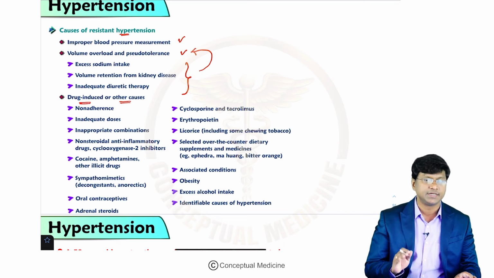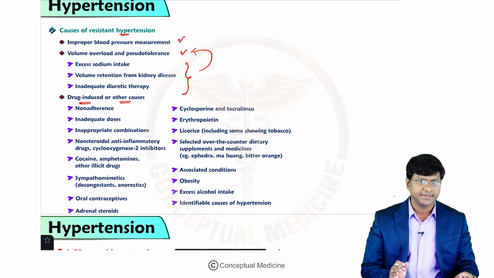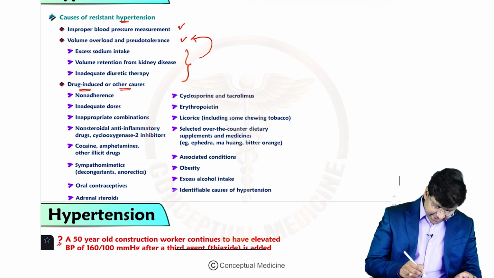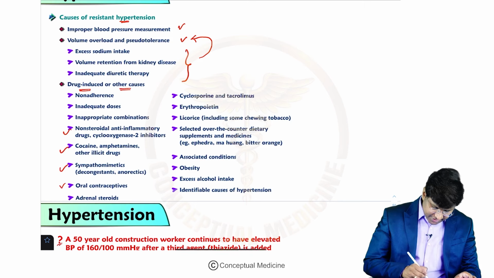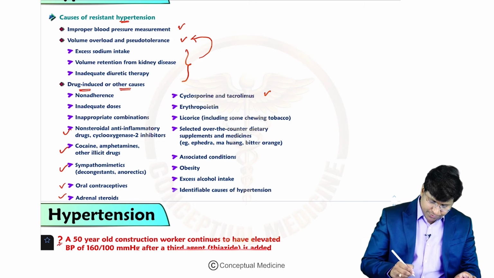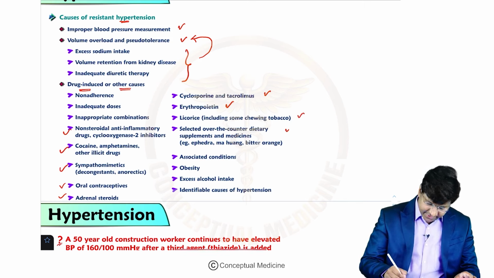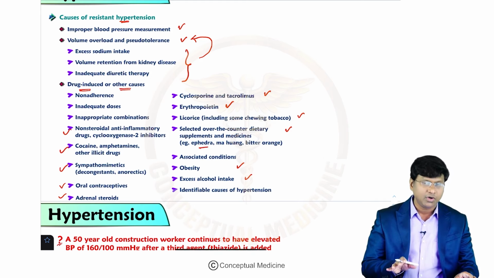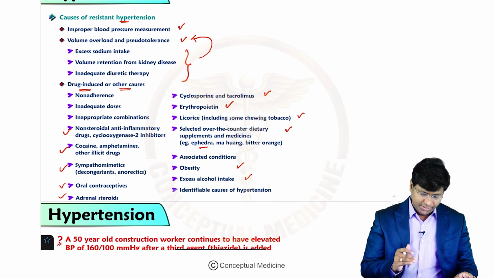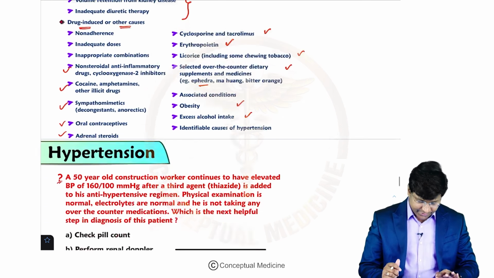One is non-adherence, the patient not taking the antihypertensives properly. The other causes include administration of drugs like NSAIDs, cocaine, amphetamines or other illicit drugs, sympathomimetics, oral contraceptives, adrenal steroids, cyclosporin and tacrolimus, erythropoietin, then licorice, and supplemental substances like ephedra, and obesity, excessive alcohol intake. These are all the factors which can make the individual land up in resistant hypertension. Now I'll just show you one important clinical scenario.